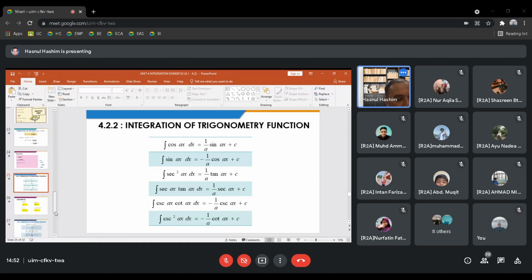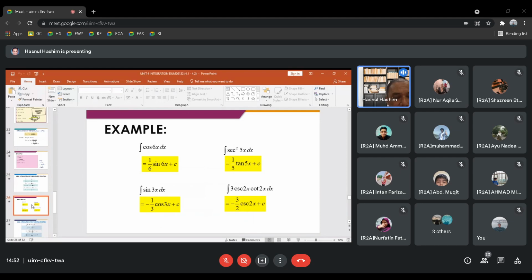For example, cos 6x dx will be 1 over 6 sin 6x plus c. Okay, when we have secant squared 5x, we have 1 over 5 tangent 5x plus c. And then when we have integral of sin 3x, we have negative 1 over 3 cos 3x plus c. And then when we have 3 cosecant 2x tangent 2x, we have negative 3 over 2 cosecant 2x plus c.